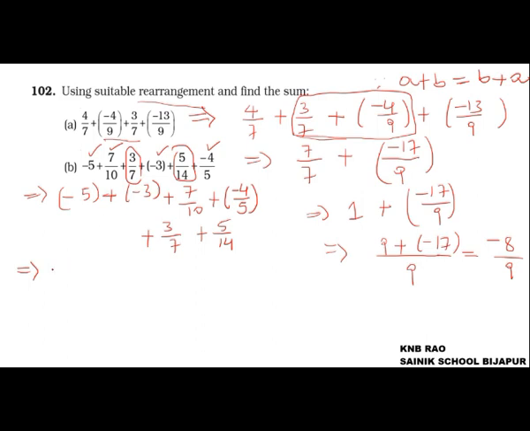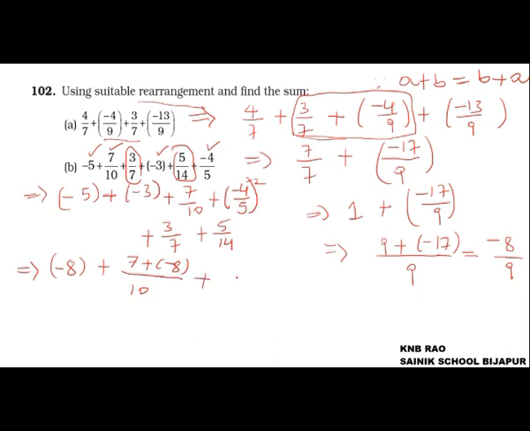Minus 5 minus 3 added gives you minus 8. 7 by 10 and minus 4 by 5, their LCM is 10. And 7 added to minus 4 twice, because 5 in 10 goes 2 times. So 2 is to be multiplied. So 7 added to minus 4 twos, minus 4 twos is minus 8.